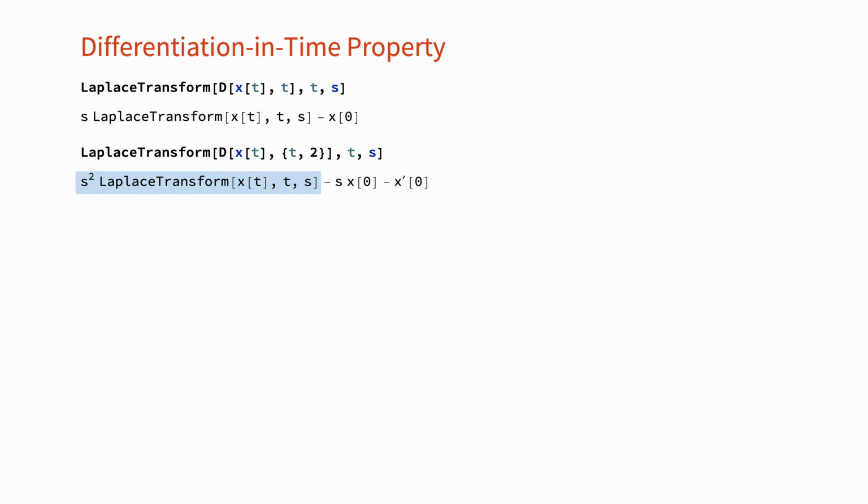s squared times the Laplace transform of x of t minus two terms involving the initial value of x at 0 and the value of the derivative of x of t at time 0. And in general, for higher order derivatives of x of t, the Laplace transform takes the form shown here. The last term is the n minus 1th derivative of x of t at time 0.